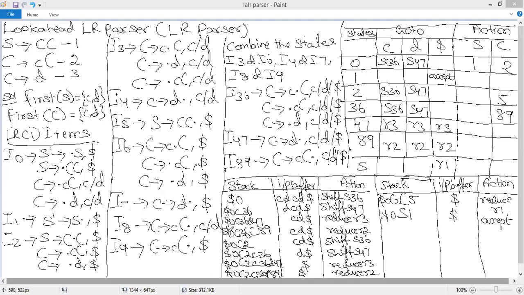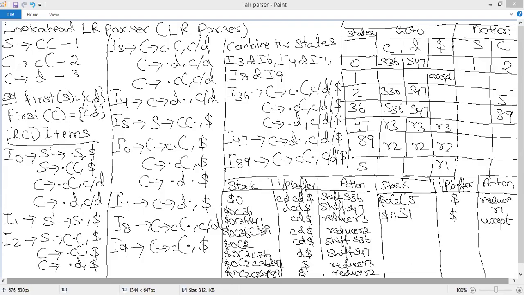So how we can mention is $0 S36. Now this D will be reduced. This D will be reduced with the non-terminal C, and you have to perform the transition for 36 and C. So 36 and C is 89.